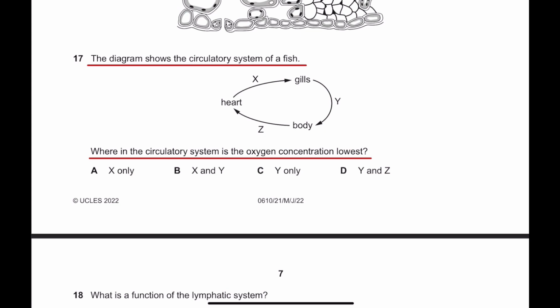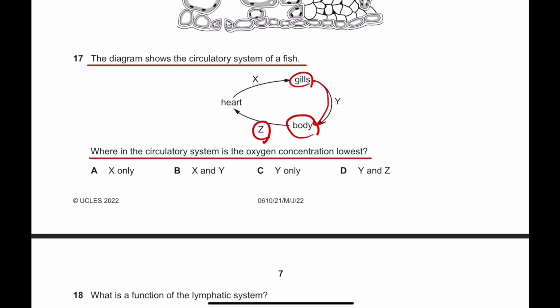Of course, the oxygen will be transported from the gills to the body through the blood. And when the oxygenated blood reaches the body, it will be used by the cells in the body, right? So Z surely will have low levels of oxygen.